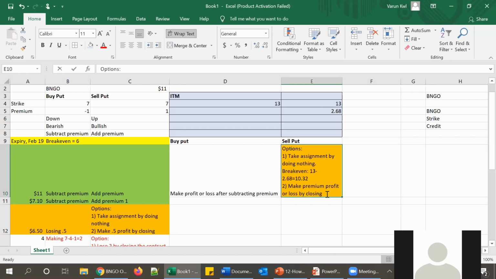And of course, this is going to happen: make premium, profit or loss by closing. So the day when you close it, if you want to use another option, which is not your intention here, right? If this was your intention, then maybe you should have done the passive income strategy. But generally, if you are doing this kind of strategy, you are willing to take assignment. That should be your thought process.